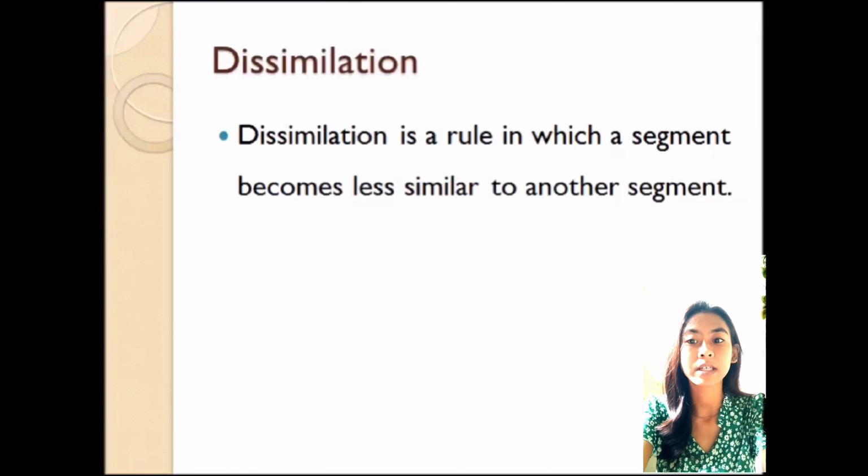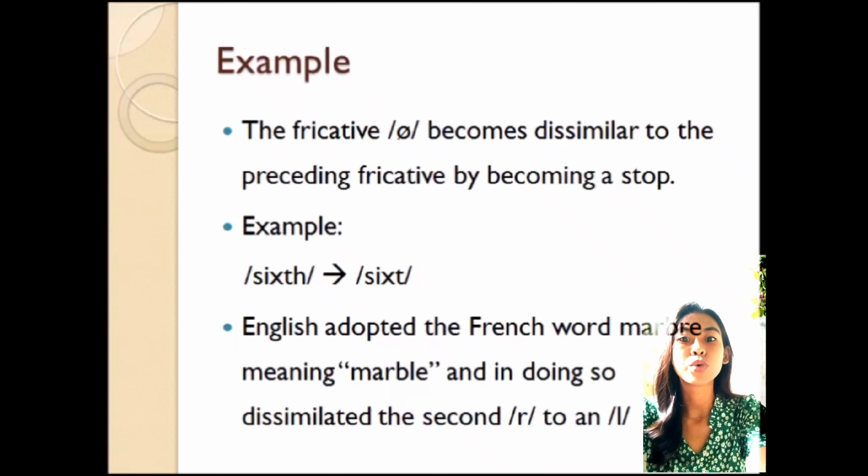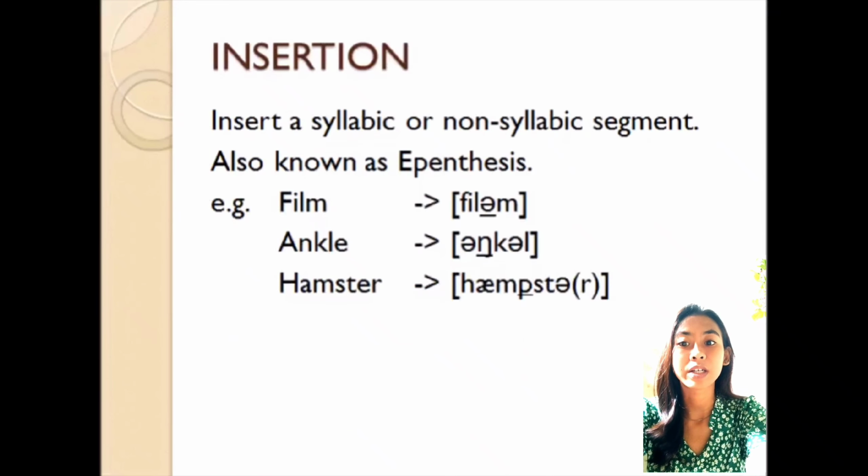And the next is dissimilation. Dissimilation is a rule in which a segment becomes less similar to another segment. For example, a fricative becomes dissimilar to the preceding fricative by becoming a stop. Example, sick becomes sicked. English adopted the French word marbre meaning marble, and in doing so dissimilated the second R to an L. The next is insertion. Insert a syllabic or non-syllabic segment, also known as epenthesis. For example, film, ankle, hamster.